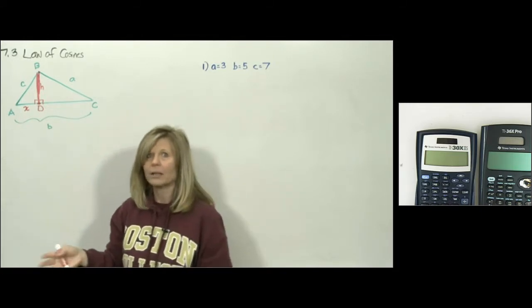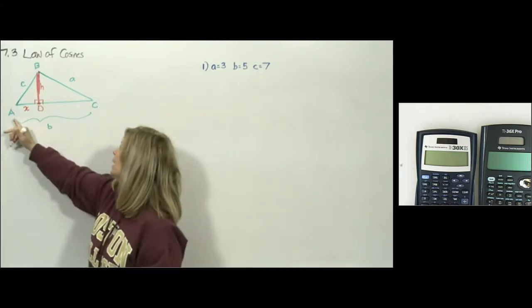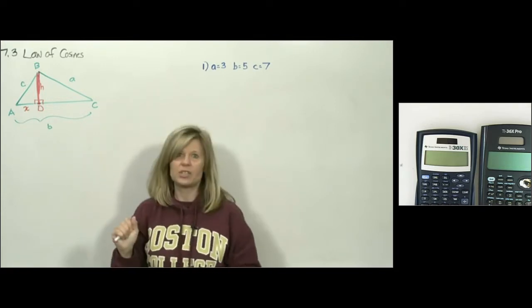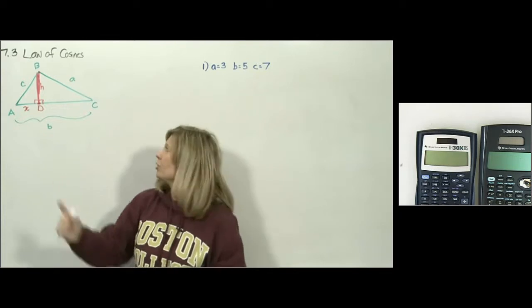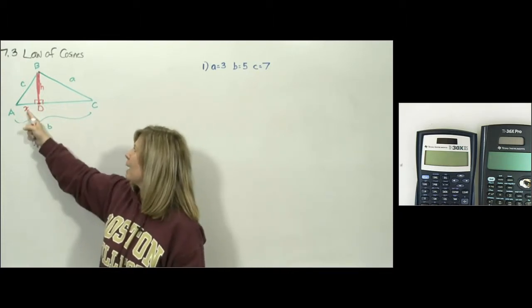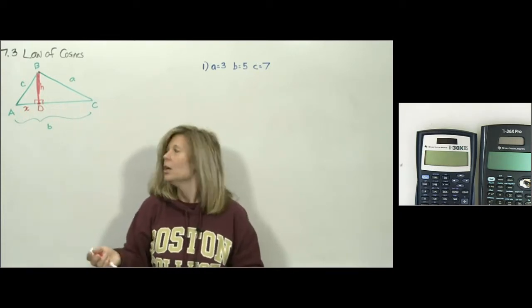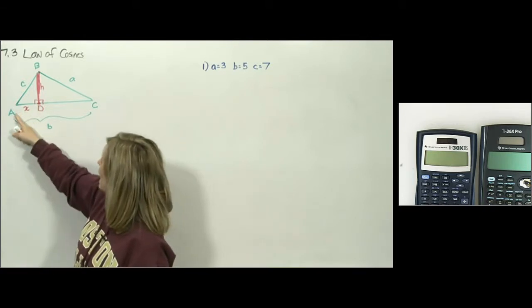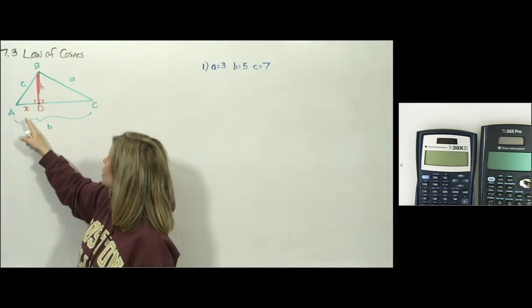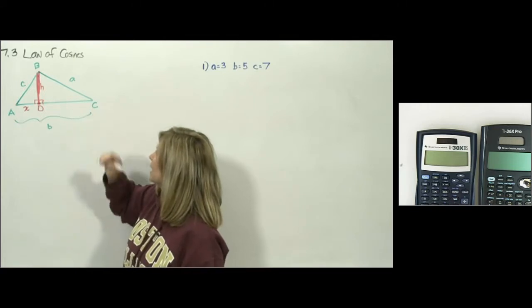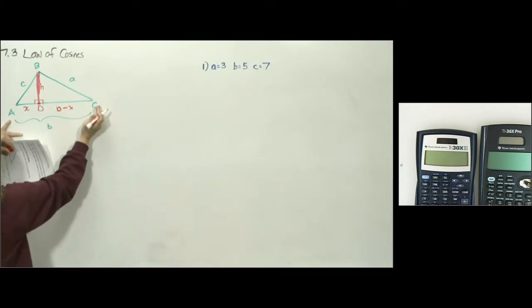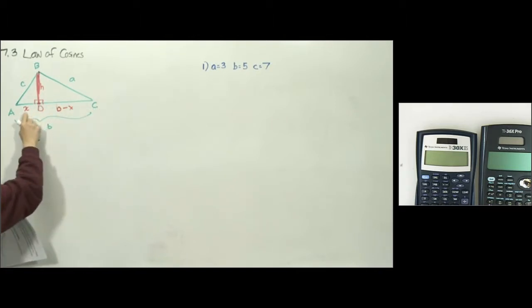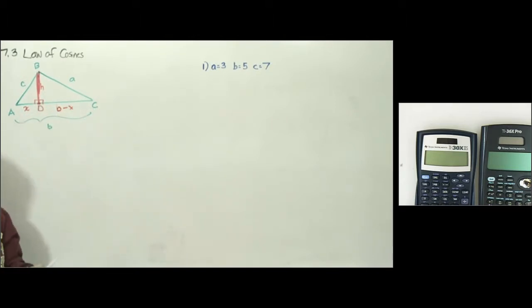Well, think about it. Let's put some numbers in. If the length all the way across was 10, and you knew the length here was 4, then you know the length here would be 10 minus 4, which is 6. So if we label the length of A to D as X, let's label the length from D to C as B minus X. The whole length, minus this piece. Okay, does that make sense?